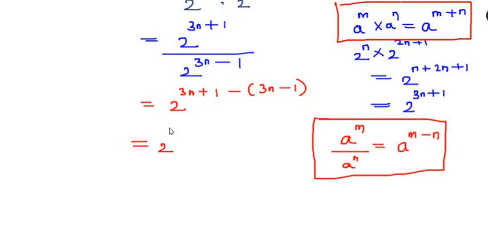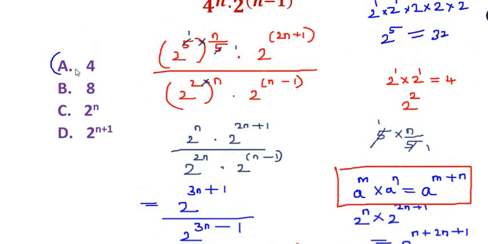Further solving this, 2 to the power of 3n plus 1, open the brackets, so it becomes minus 3n and minus of minus becomes plus 1. So we have here 3n minus 3n. They both are like terms but they have opposite signs, so they cancel off and we are left with 2 to the power of 2 because 1 plus 1 is 2, which gives us 4. Hence the option A.